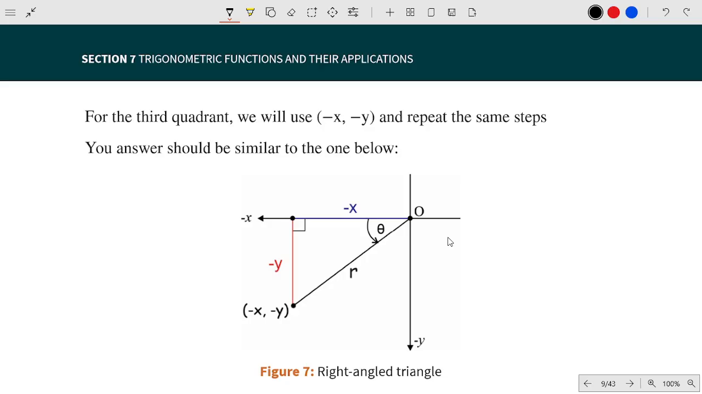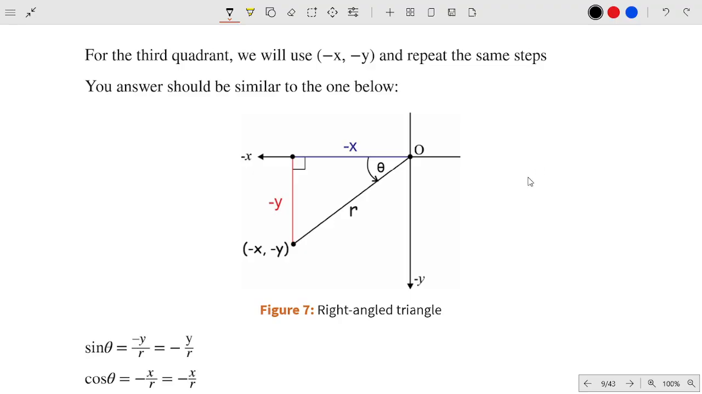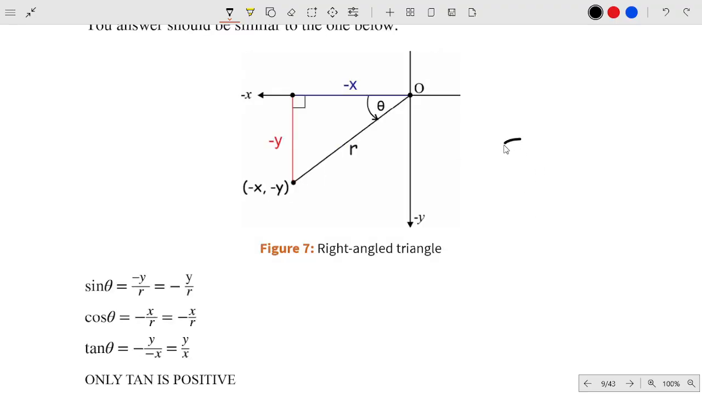Now when you move to the second quadrant, only sine is positive. Now let's move to the third quadrant. This is the angle. We have negative x and also negative y here. Now to consider sine, let's write our SOHCAHTOA here to help us identify it easily.